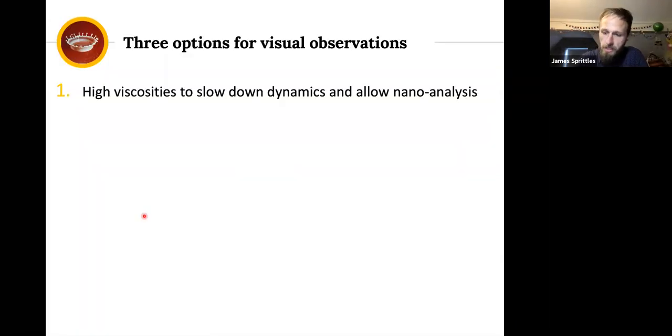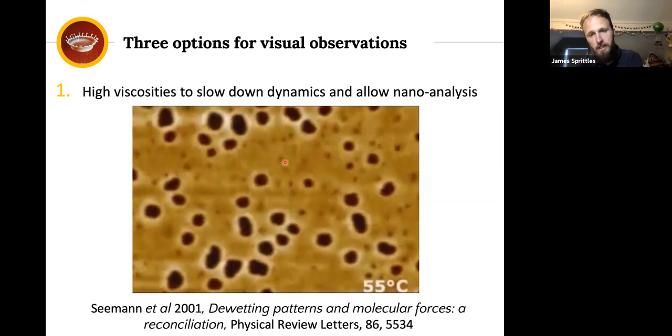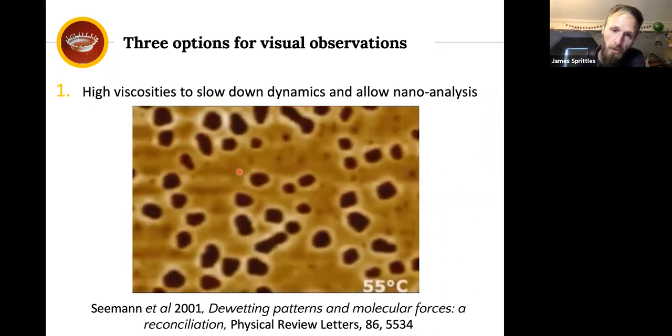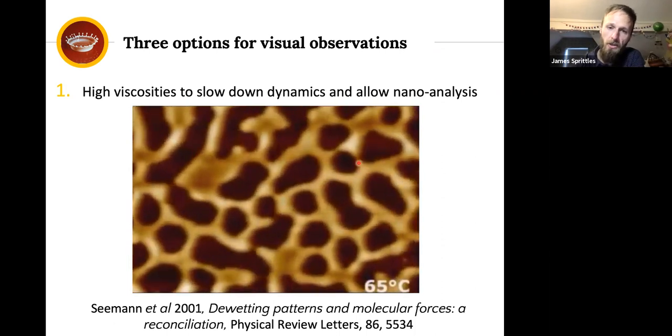So as I see it, there are three options that I know about. The first one is that you use incredibly high viscosity fluids, and what that does is it basically slows down the dynamics so that you can resolve it in real time using something like AFM. So this is exactly what people have done. This shows de-wetting of, I think, a polymer film from a surface. It's such high viscosity that it actually de-wets on the scale of seconds, even though it's only a few nanometers thick. So that's one possibility for seeing this kind of thing.